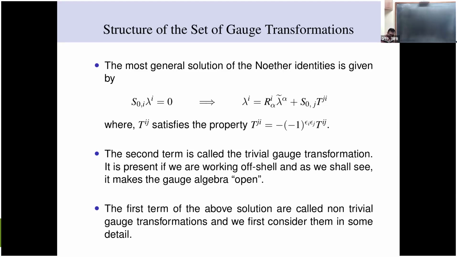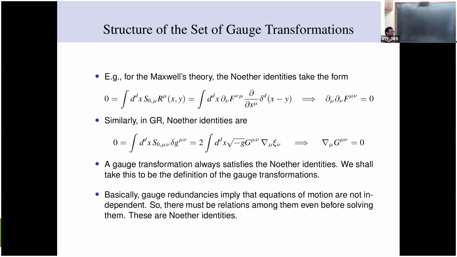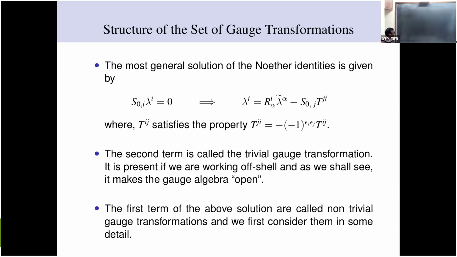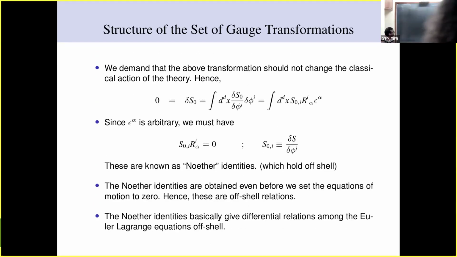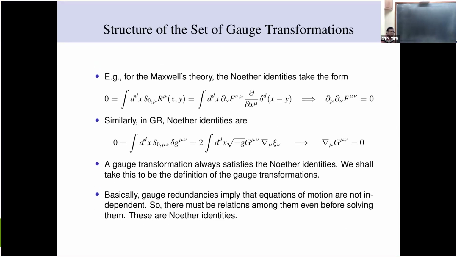The equation you wanted was del mu F mu nu, I thought you were solving for the most general gauge transformation. Yes, not solving for F mu nu. I'm solving for this lambda I. So for example, we represented this Noether identity S0I R I alpha. And what we are trying to do is, are you solving the inverse problem, like given the Noether identities, figuring out what the gauge transformation is? Yes, what is the gauge?